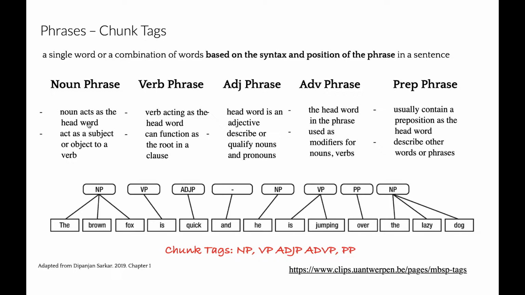There are 5 major categories of phrases. Noun phrase, with a noun acting as the head word. It can be a subject or object in a clause. Verb phrase, with a verb acting as the head word. Adjective phrase, adverbial phrase, and finally prepositional phrase.